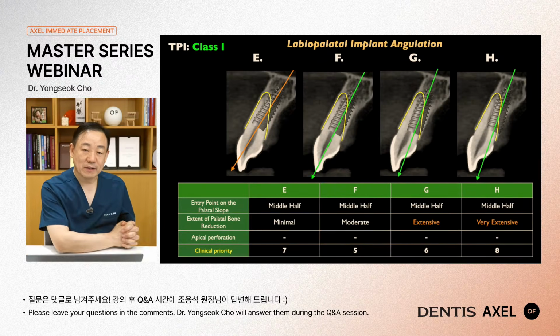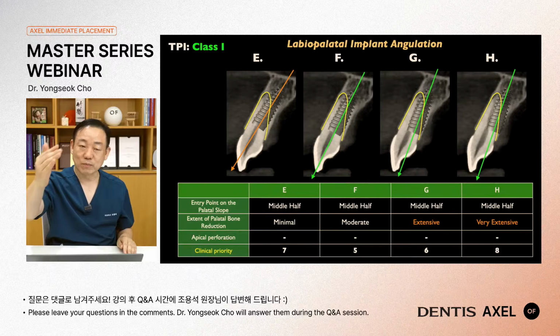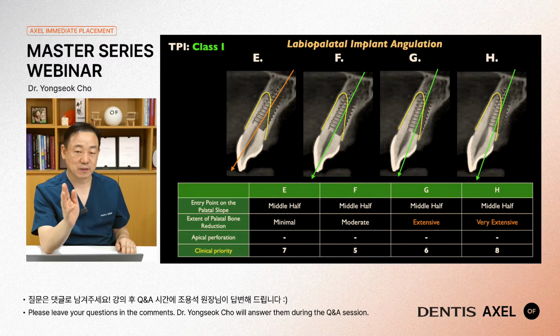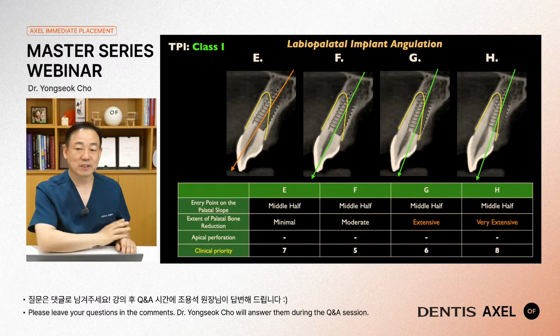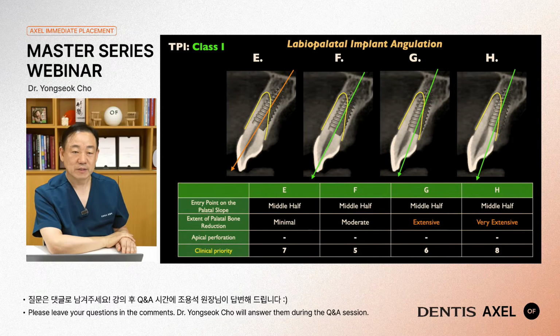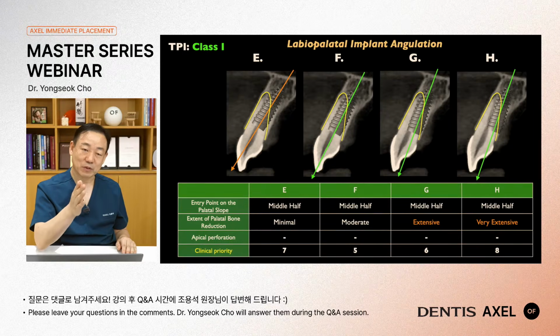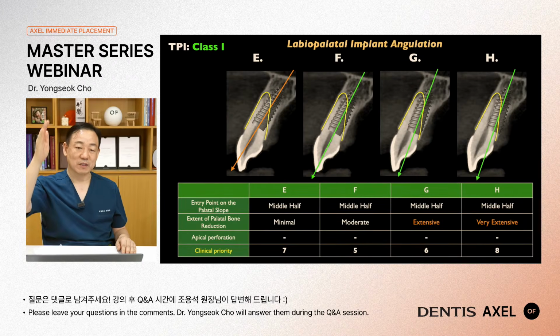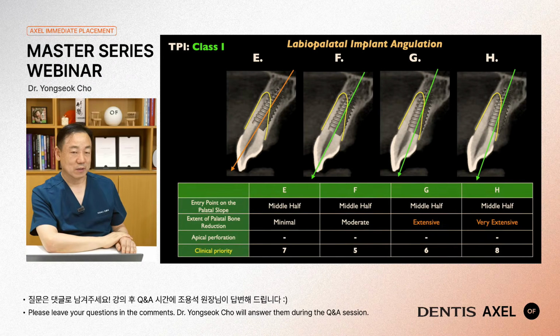When we move the entry point more coronally, such as the middle half of the palatal slope, it is not easy to maintain the axis toward the cingulum unless you reduce the palatal bone very much. So when we start the entry point more palatally, you must reduce the palatal bone heavily. That is not my recommendation. The key point is that in class 1 TPI, the starting entry point should be the apical third.